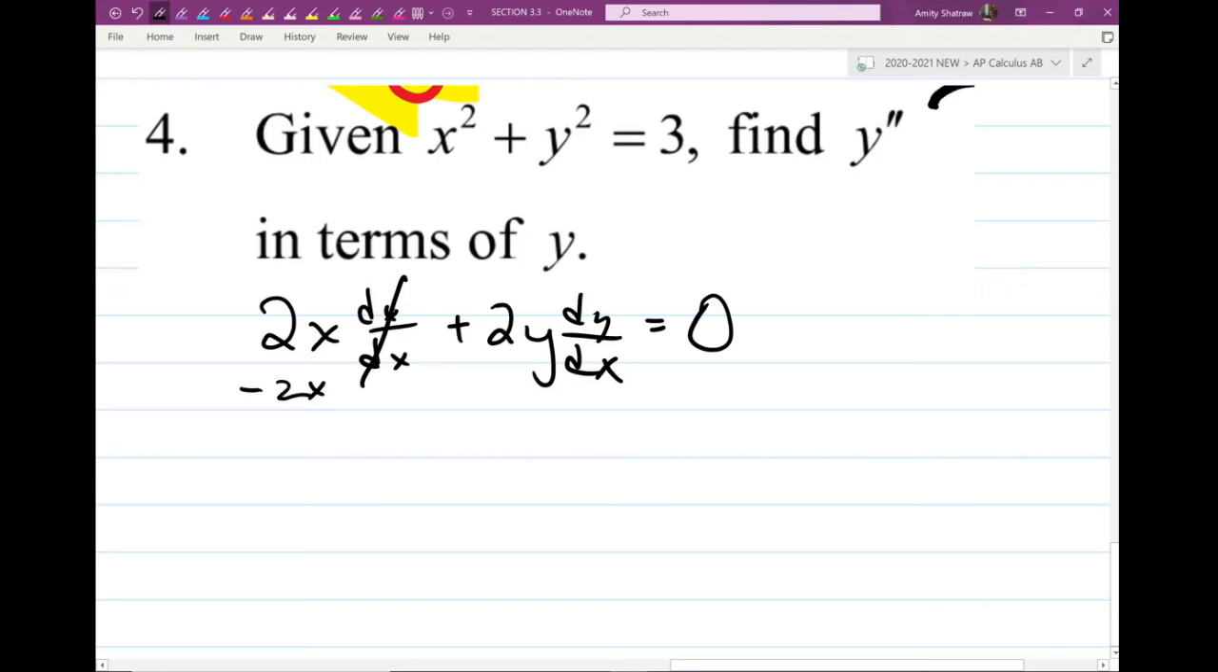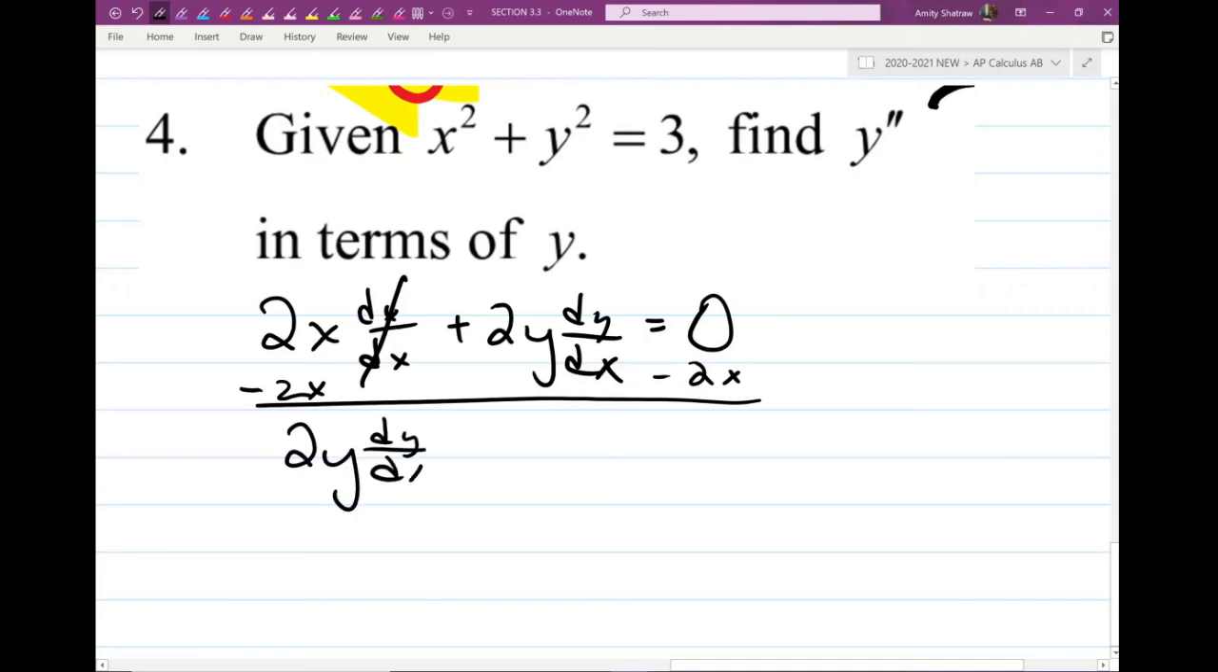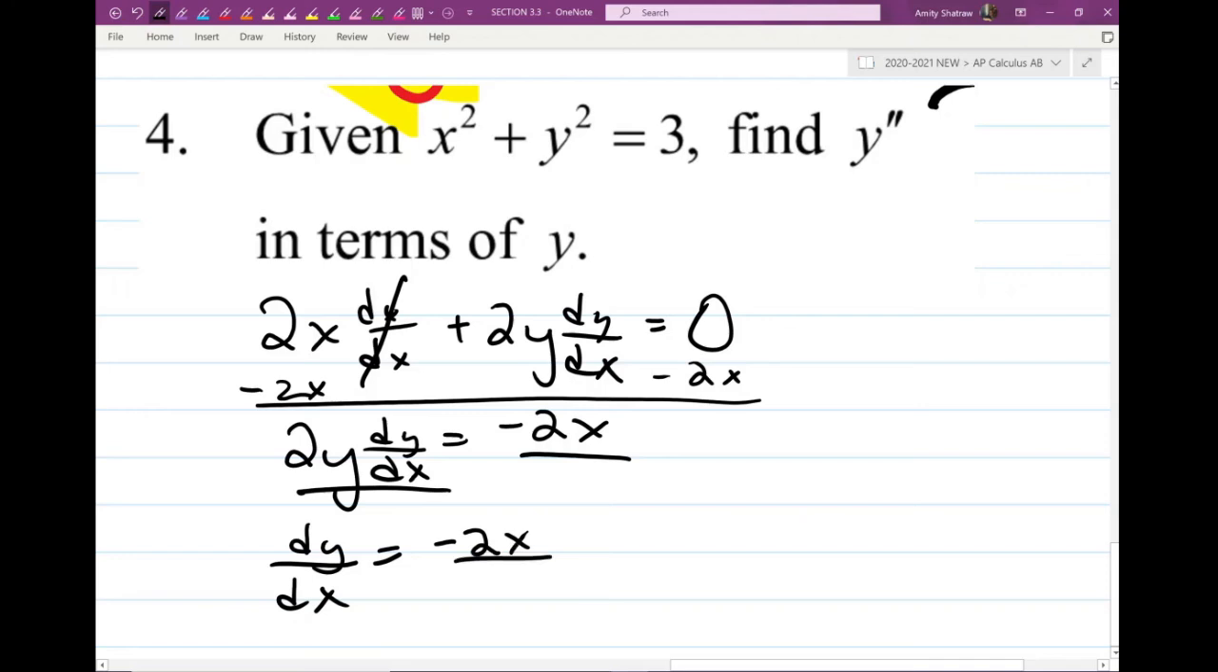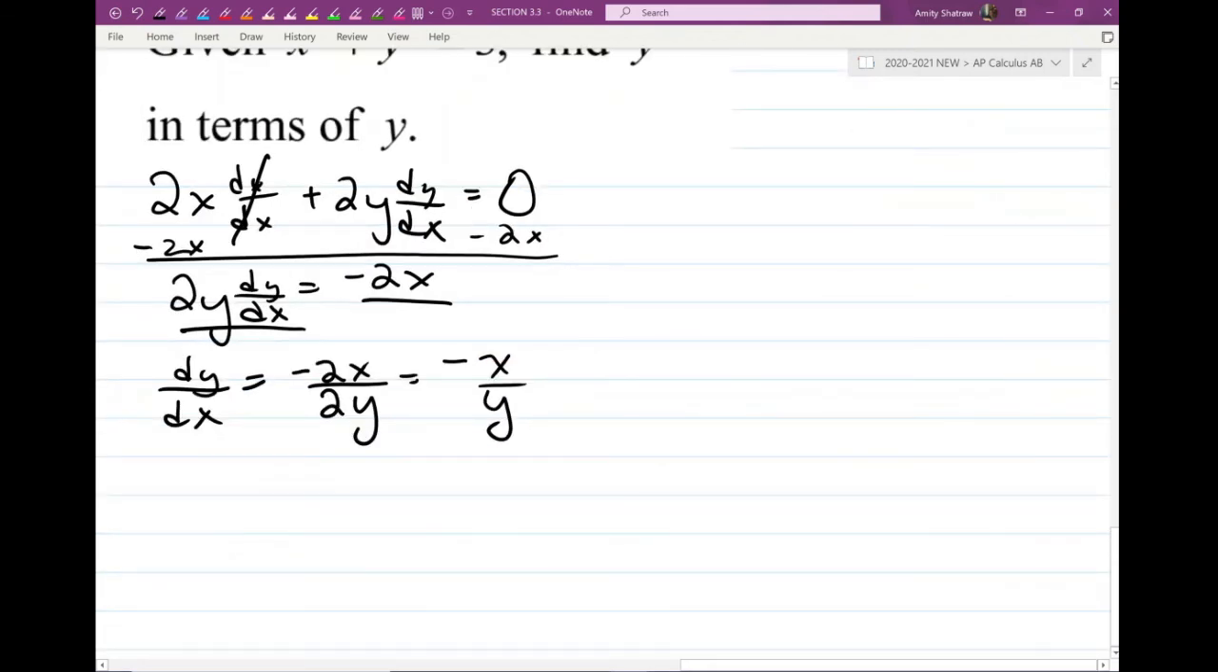I'm going to subtract 2x from both sides. And I'm going to say that I have a 2y dy dx, and that equals a negative 2x. I want to divide by that 2y. I don't write that down just in terms of saving space and time. dy dx equals a negative 2x over 2y, and I can reduce that to a negative x over y. Wow, that was really easy. Okay, so that's my first derivative, negative x over y. And for those of you that are doing it with the y prime notation, you can then say that you have y prime equaling negative x over y.